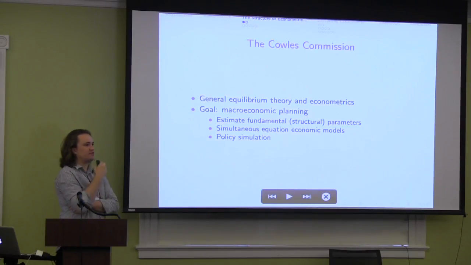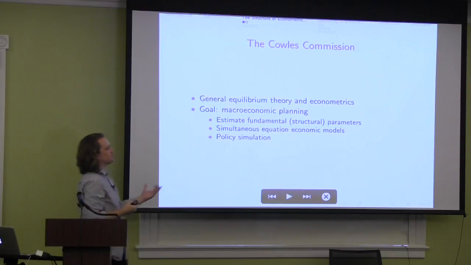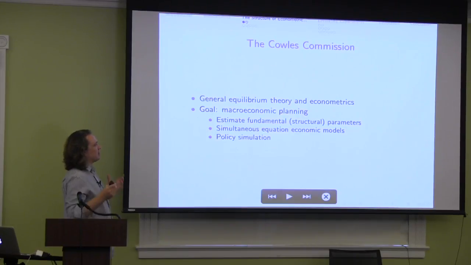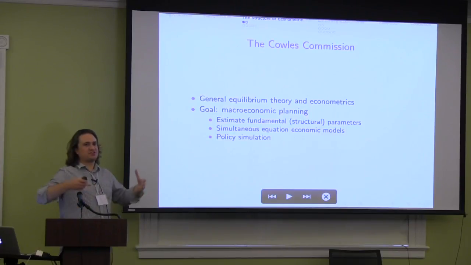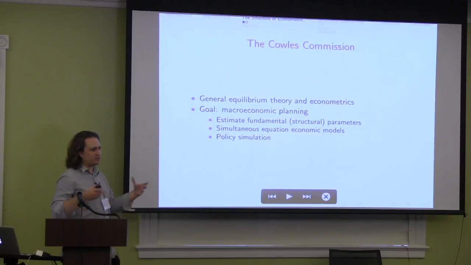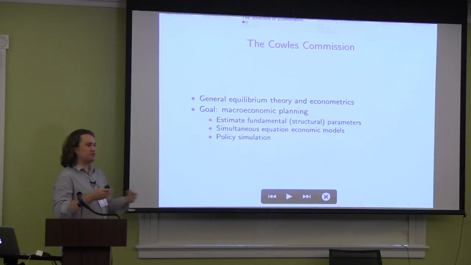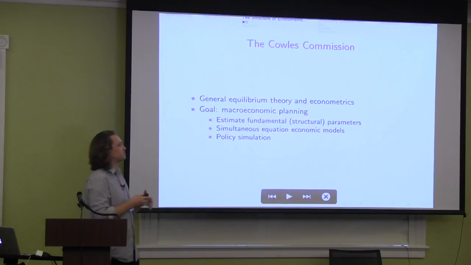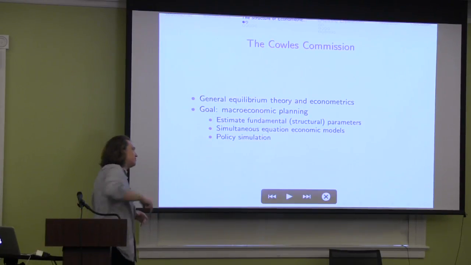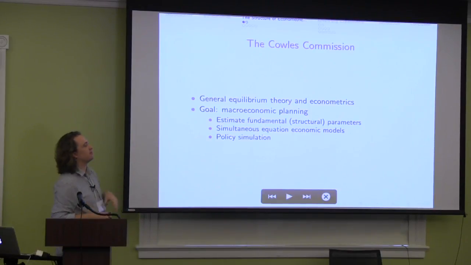The goal of the initial Cowles-affiliated researchers was really macroeconomic planning, certainly Haavelmo and Koopmans. And the idea behind the economic planning was that what we would need to do is estimate the equations governing the economy. And if we knew what those equations were, we could do policy experiments using those equations, right? We could say, well, what if we raised this variable, the interest rate, this way? How would that play out through the rest of the general equilibrium process, through the rest of the economy?